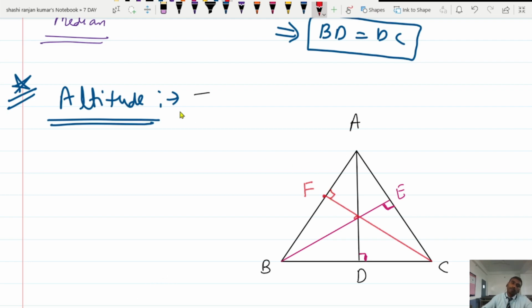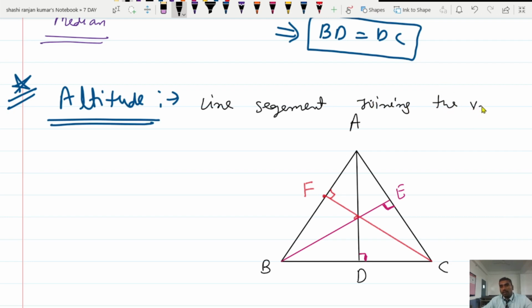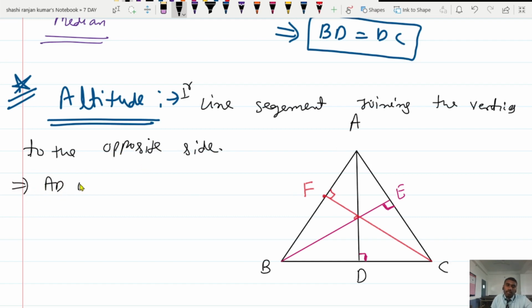So what can we write for altitude? Altitude is a perpendicular line segment joining the vertex to the opposite side, such that it is perpendicular to the opposite side. In this diagram we can say AD is an altitude of triangle ABC. So in this triangle AD is the altitude.